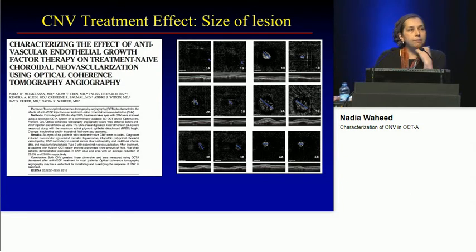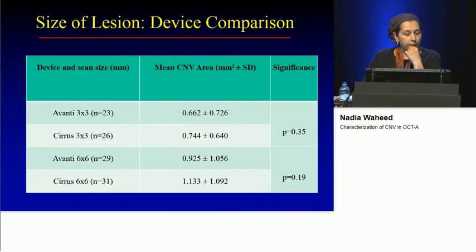And so, are the measurements across devices comparable if you're getting different scans? For example, if you're getting a 6x6 scan versus a 3x3 scan, is the size that you're measuring across these scans comparable? And so we conducted a smaller study looking at this. It was really important to us from a clinical trials perspective to be able to comment on this.